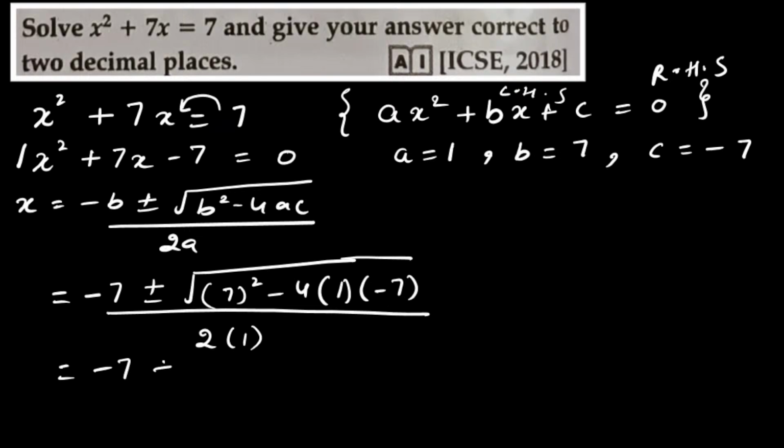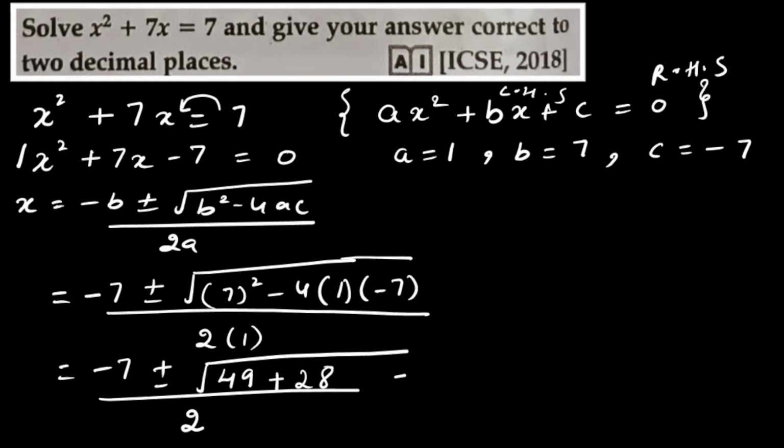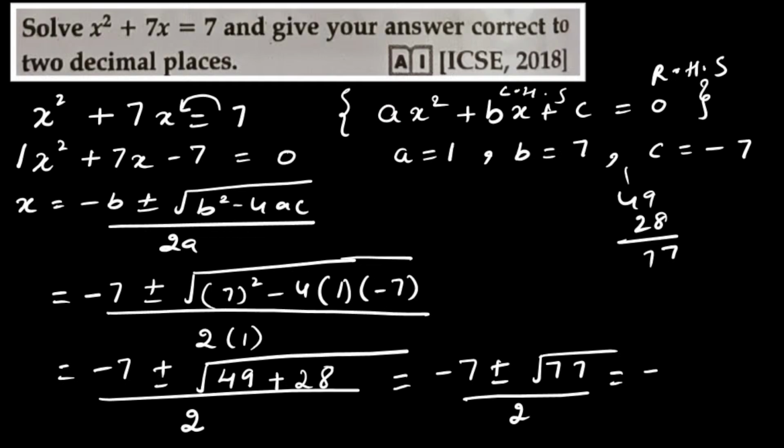So minus 7 plus minus square root of 7 square is 49. Here minus into minus, whenever these two minus signs are there, it will be changed to plus. 4 into 7 is 28, by 2 into 1, 2. So minus 7 plus minus square root of 49 plus 28. So it is 77 by 2, which is equal to minus 7 plus minus. Tell me the value of square root of 77. What's the value of square root of 77?